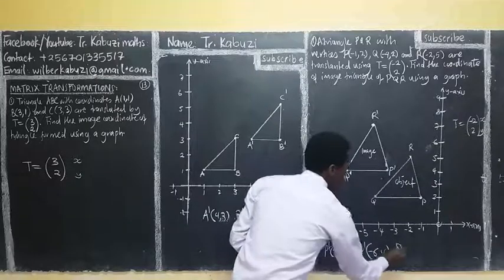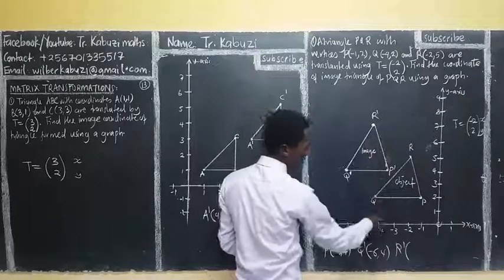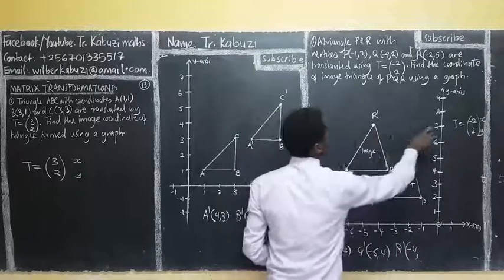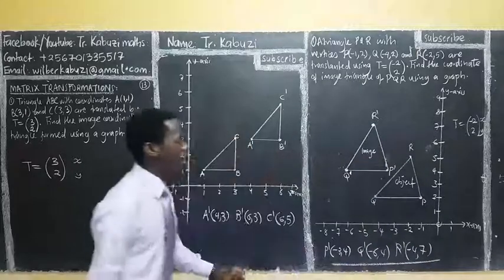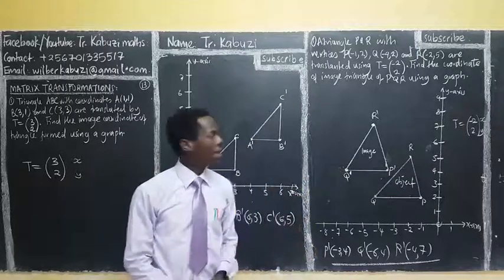When I come to my R prime, I read the x first. My x is going to be negative 4. Then my y is going to be 7. And so there you have some of those numbers. So this one, you don't use the formula if they tell you to use the graph. So that's how we have it.